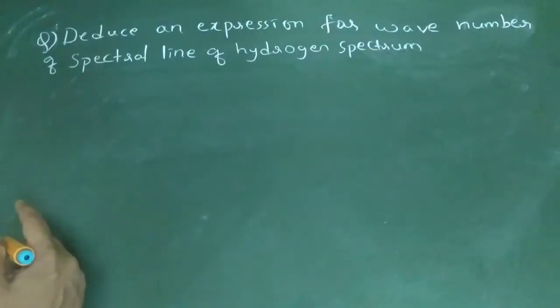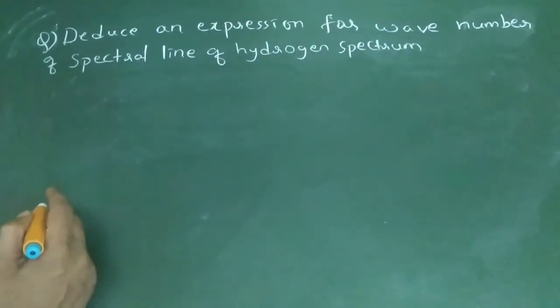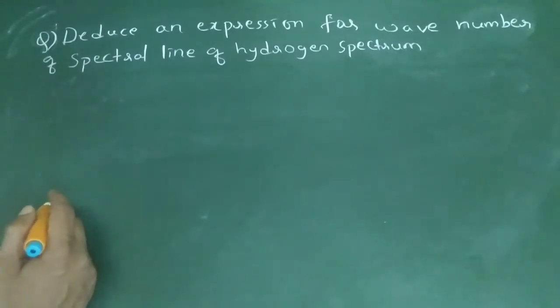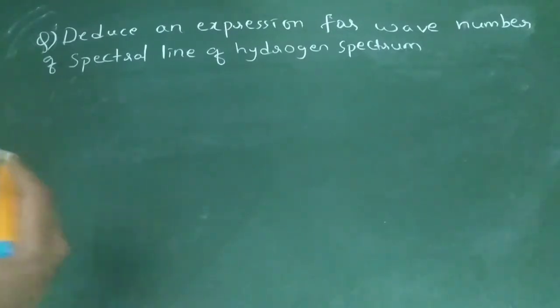We know that inside an atom, if an electron jumps from a higher orbit to a lower orbit, it will release certain energy. That energy will be in the form of electromagnetic radiations. Electromagnetic radiations means they are waves, so those waves have a particular frequency or wavelength. So we are talking about that.